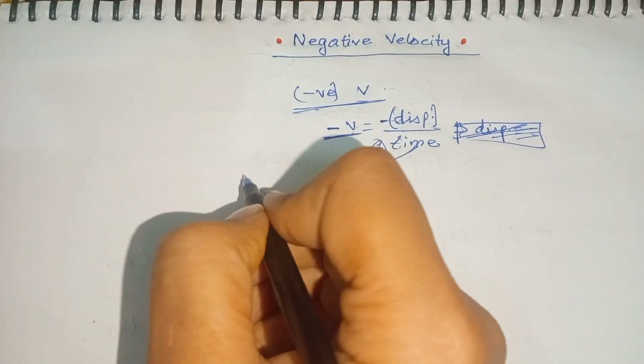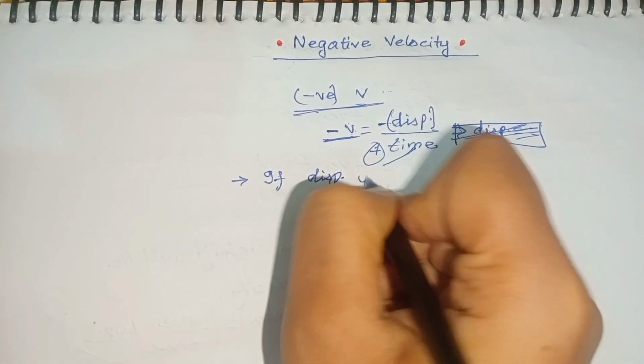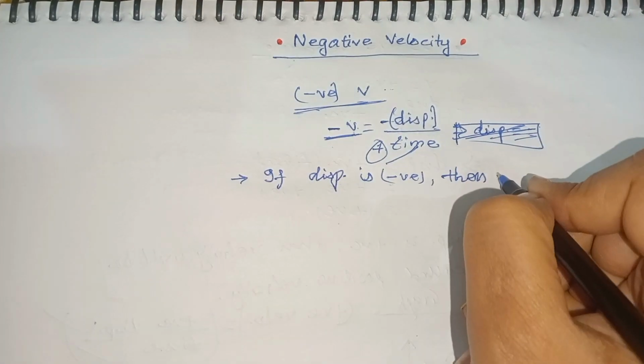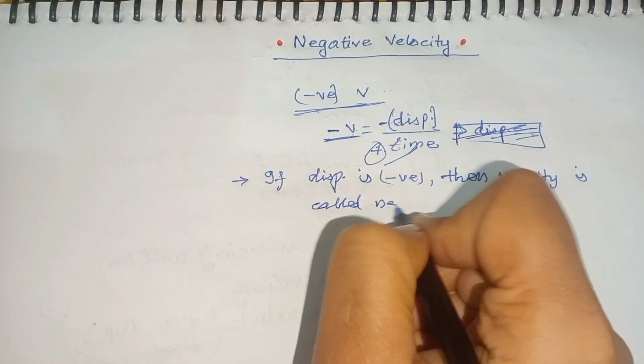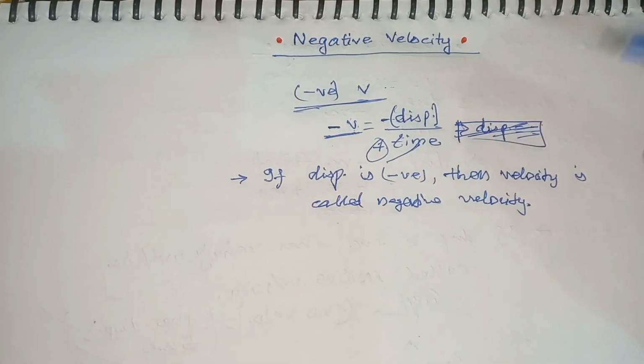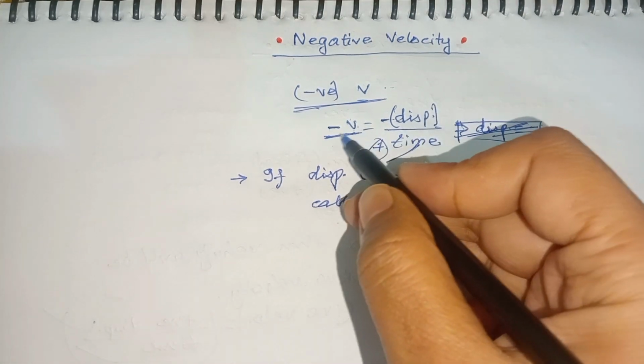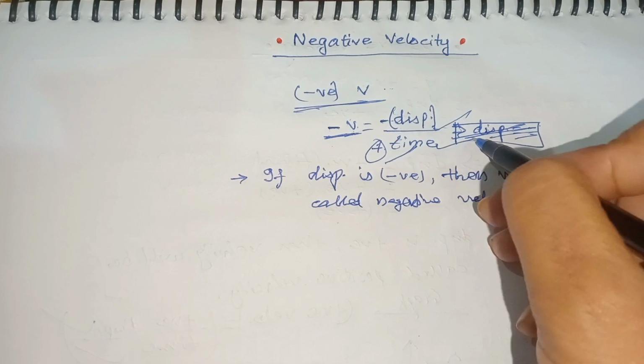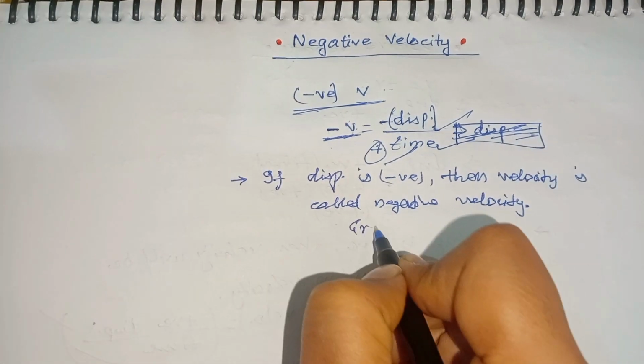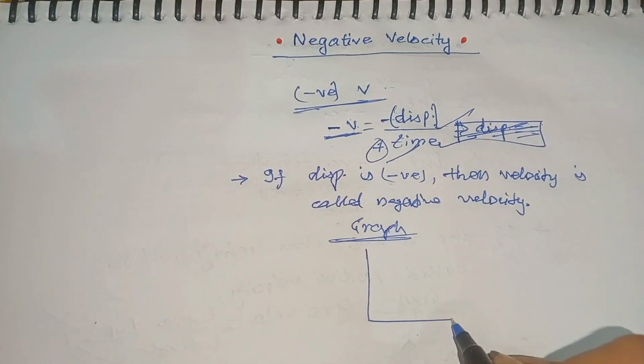So let's define it. If displacement is negative, then velocity is called negative velocity. This displacement is negative here. The two factors governing velocity are displacement and time. So in the graph consideration, we will plot the graph between these two factors.